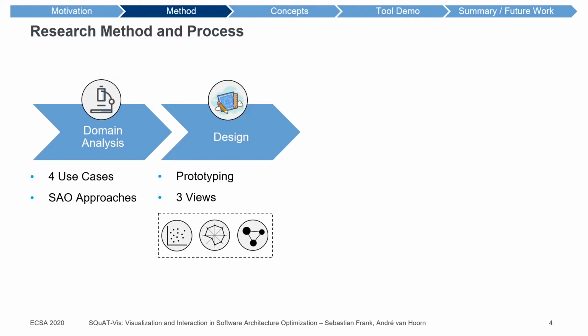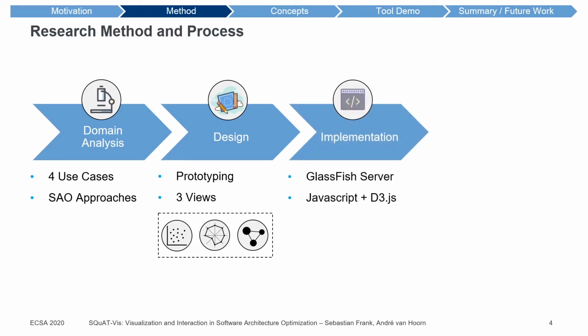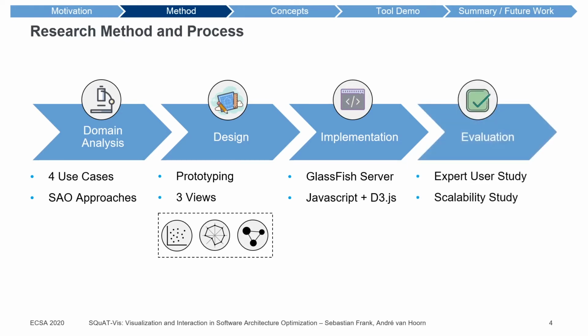Next, we thought about which information needs to be displayed to support architects in these use cases. Then we created paper prototypes and discussed them with the members of the SQuAT project team. This resulted in the 3 views which I will show you in the tool demo part. These views are implemented in JavaScript using the visualization library D3, so the front-end can run in the browser of the architect while the back-end is running on a Glassfish server. We also conducted an expert user study and a scalability analysis to evaluate the tool. More information about the prototypes and the evaluation can be found in our paper and the supplementary material.